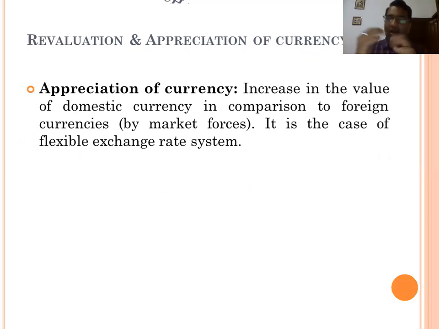This may happen in the flexible exchange rate system only, because appreciation arises by the market forces. So that is in the flexible exchange rate system. Here the value of domestic currency increases compared to other countries' currencies. That is called an appreciation of the currency.